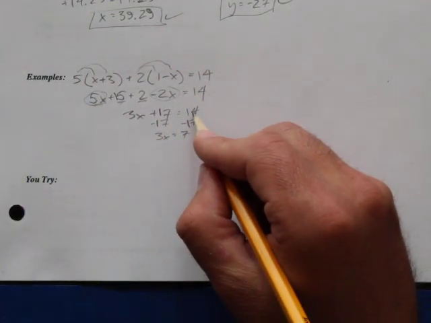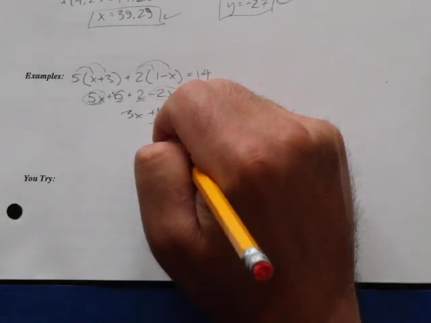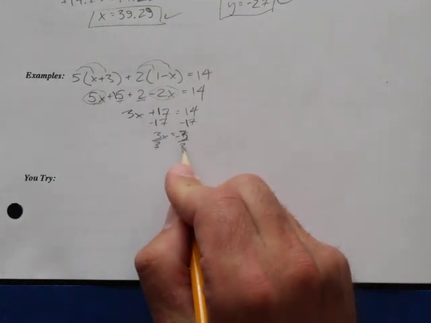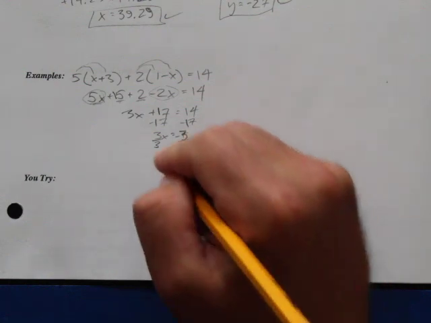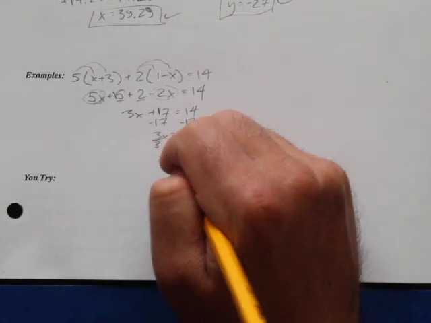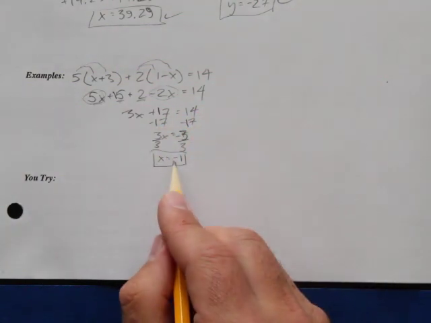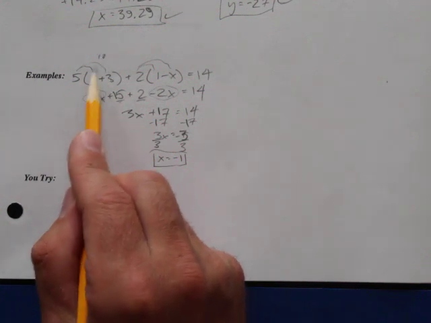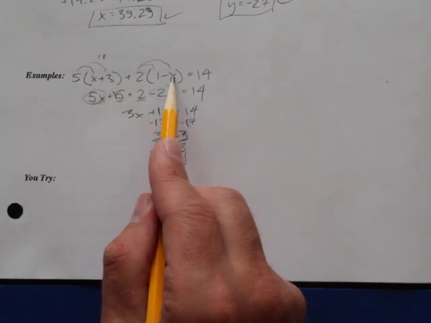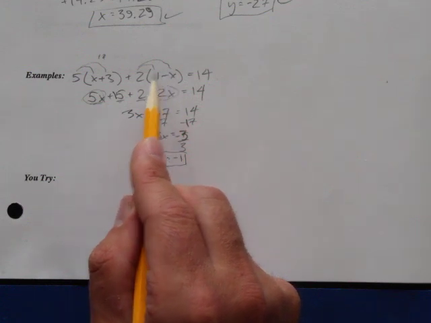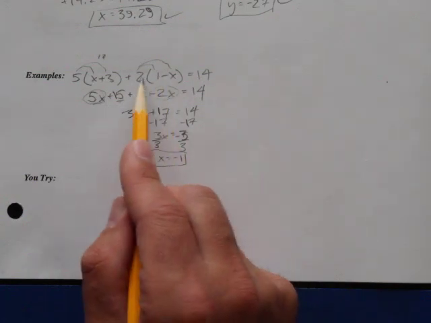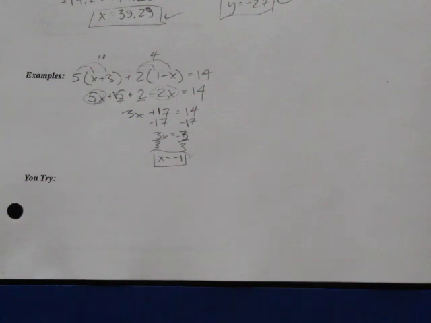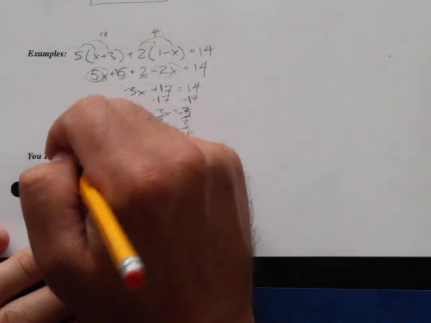Okay. 14 minus 17 is negative 3. So now I have 3x equals negative 3, and I need to divide both sides by 3 in order to get x by itself. X equals negative 3 divided by 3, which is negative 1. If I plug negative 1 back in there, I've got negative 1 plus 3, which is 2, so that's 5 times 2 is 10. And this is negative 1, so 1 plus 1 is 2. 2 times 2 is 4. 10 plus 4 is 14. Boom, 14 equals 14.